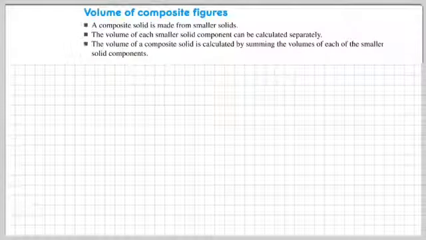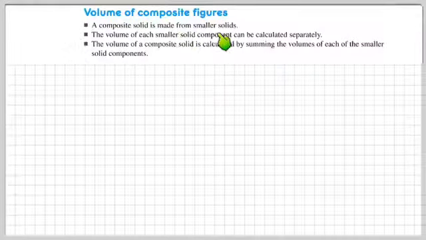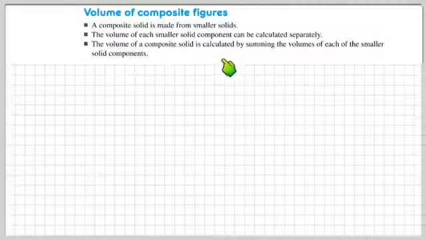That's great. Alright, composite figures now. These are just the figures where we've got several known shapes joined together to make a joined up or composite shape. Okay, what you do is you work out the volume of each smaller solid component separately, and then you add them up. The volume of the composite solid is calculated by just summing the volumes of each of the smaller solid components. Okay, you knew that, didn't you?